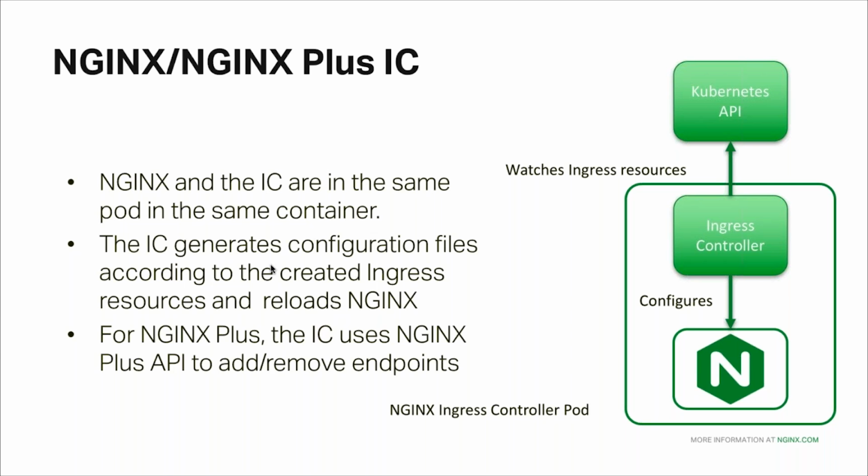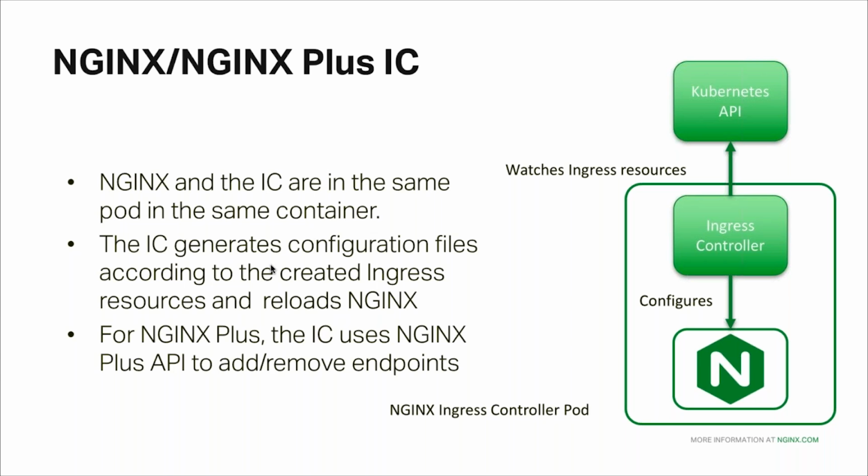How does the Ingress controller work? Well, first, it fetches the created Ingress resources, as well as the application backend endpoints through the Kubernetes API. Then, based on those resources and the endpoints, the Ingress controller generates NGINX configuration files, and then finally it reloads NGINX to apply that configuration. And all this happens in a loop, so that if you create any additional Ingress resources or change an existing one, the Ingress controller will generate and apply the updated configuration.